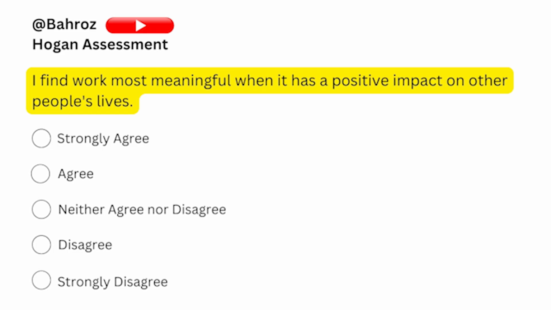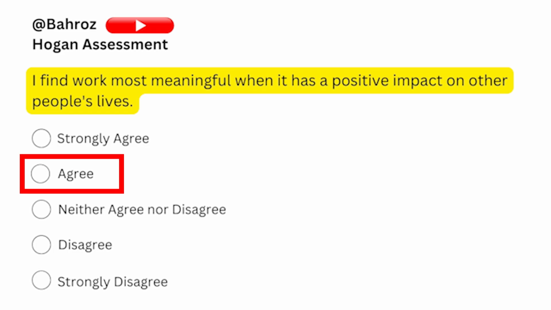Question 16. I find work most meaningful when it has a positive impact on other people's lives. The altruistic scale measures how much you are driven by purpose, service, and contributing to something bigger than yourself. For roles in education, healthcare, nonprofit, CSR, or any organization that leads with a mission driven culture, scoring high here is extremely valuable. It tells the employer you are not just there for the paycheck. Even in commercial organizations, high altruism scores are valued because they signal customer empathy, team orientation, and long term thinking over short term self interest. Pick strongly agree or agree.